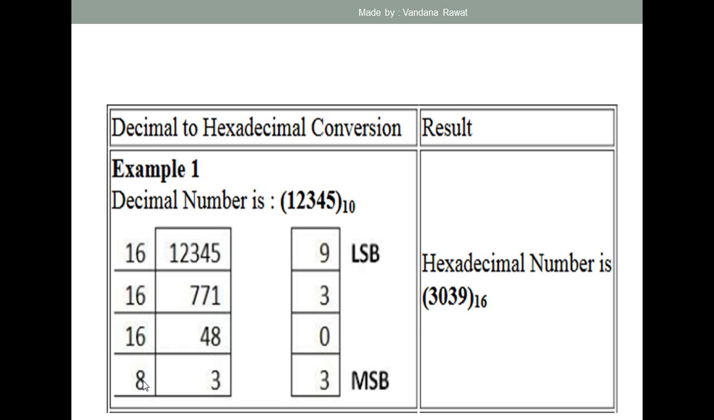Done. This 8 is wrong, you just remove this 8. Remove this 8. This is wrongly written here. You just remove it.